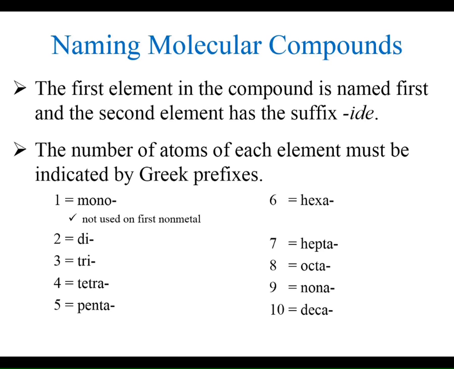So most of these you probably already kind of know. You know, hexa, you probably know is 6, and penta is 5. Now, you know, octa, right, an octagon or an octopus. You might not know 7, 9, and 10. Those are kind of weird.